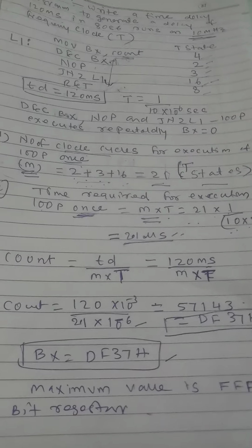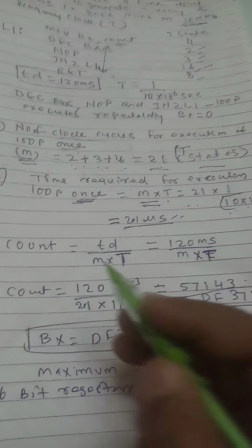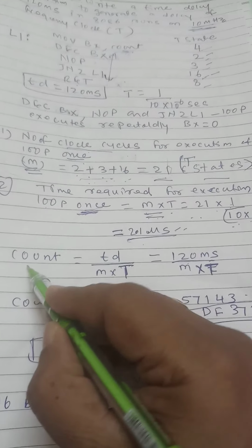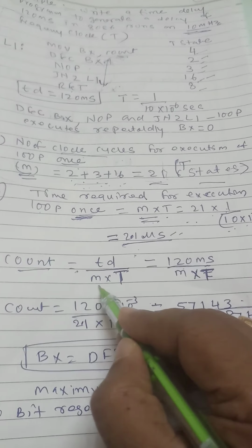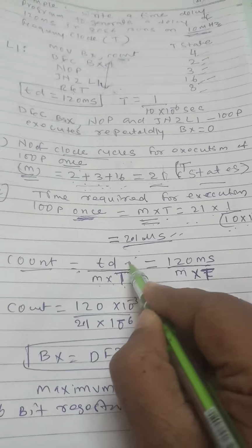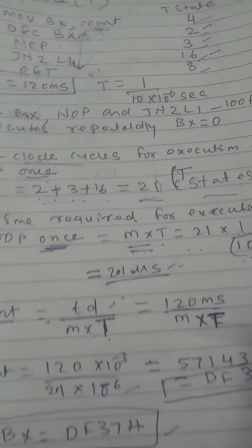So how many loops do we require for the total time? That is found by the next equation: count equals Td divided by m into t. What is Td? Td is the time delay, here 120 milliseconds.